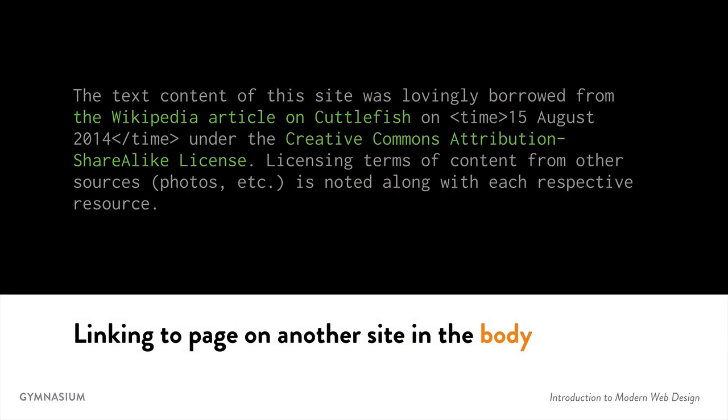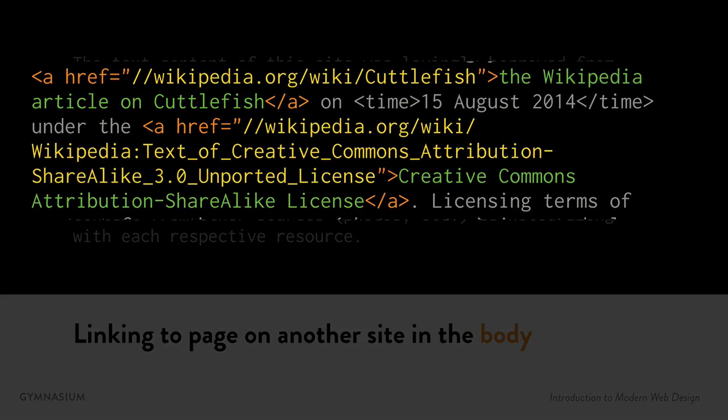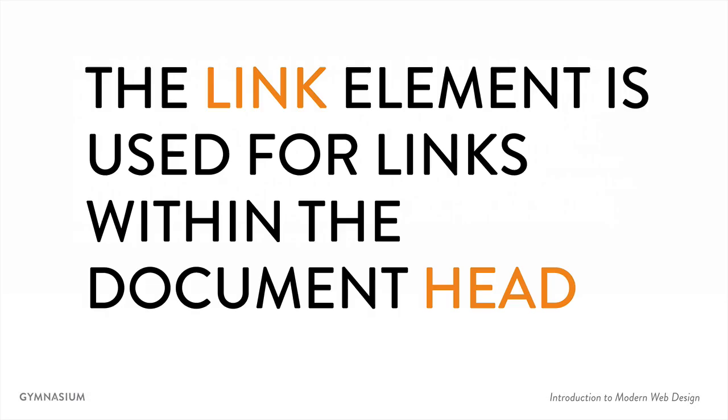Now here's a second example from the footer of my site. The text content of the site was lovingly borrowed from the Wikipedia article on cuttlefish on 15 August 2014. I've got my nice little time element in there, and so on and so forth. And I've got the Wikipedia article on cuttlefish and also the licensing, the Creative Commons Attribution Share Alike license. I can link both of these also using the anchor element to point to the Wikipedia article or to the text of the Creative Commons Attribution license.